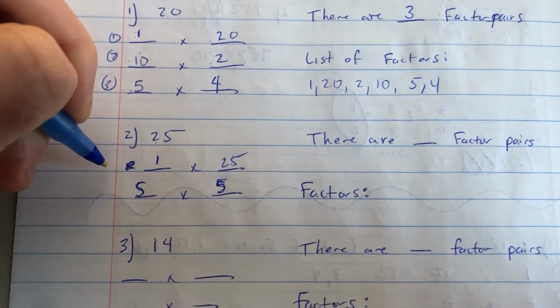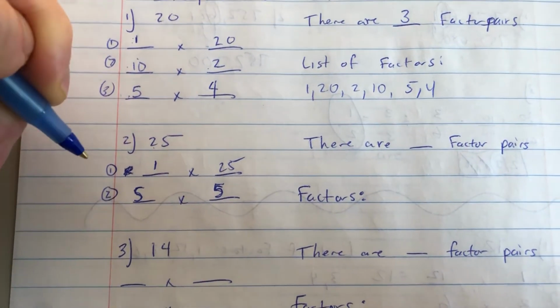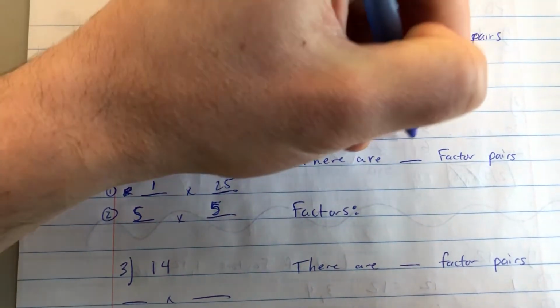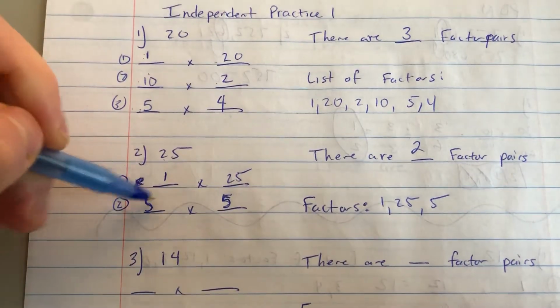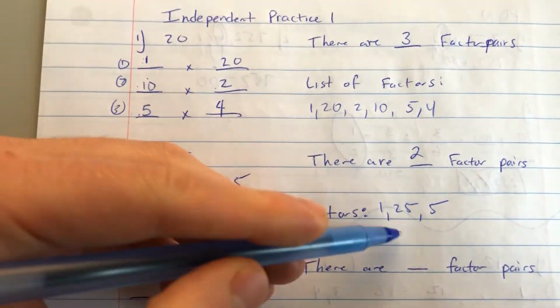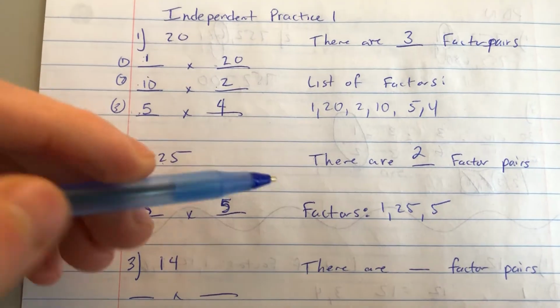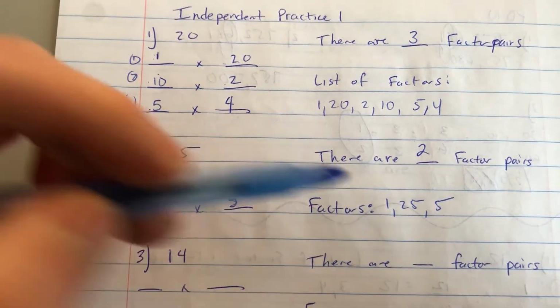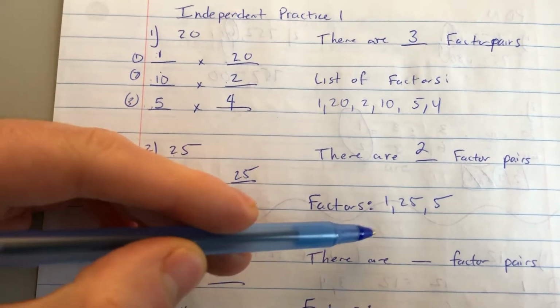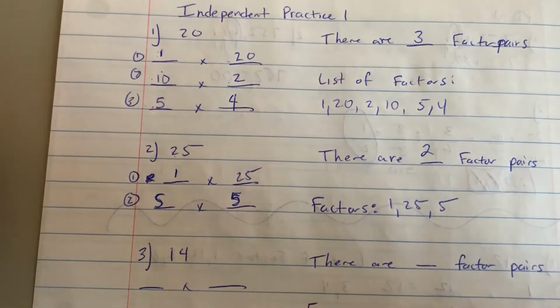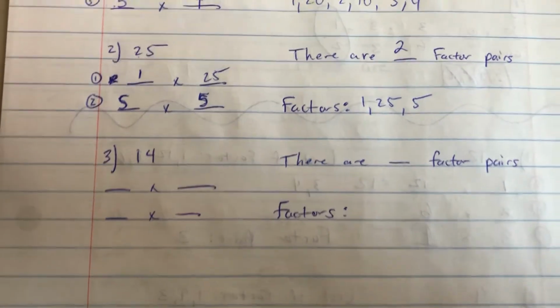So I know here that there are 2 factor pairs. And then my factors are 1, 25, and 5. Even though 5 times 5 equals 25, I am not going to write 5 twice as my factors, because these are just asking me what numbers I can multiply to get to this product. So I can multiply 1, 25, and 5. The last one is 14.